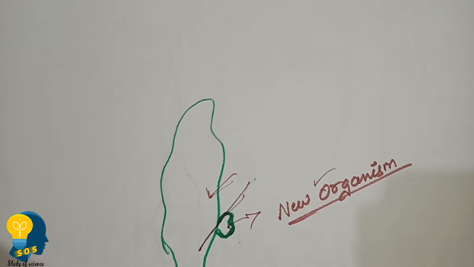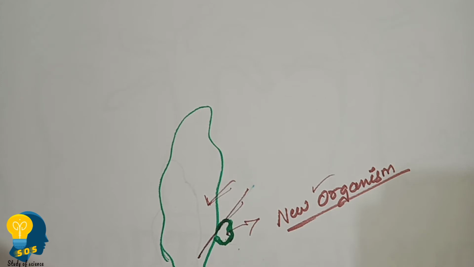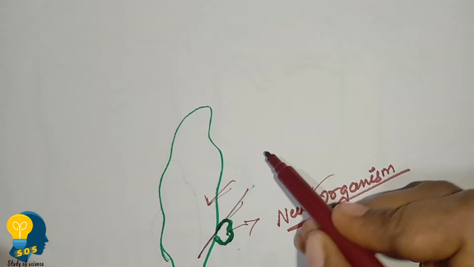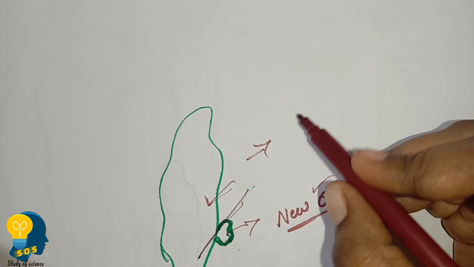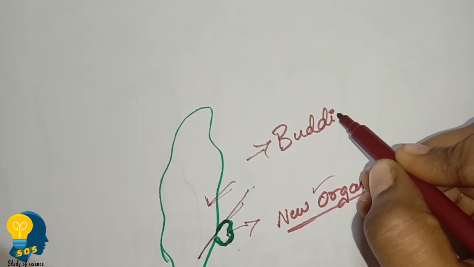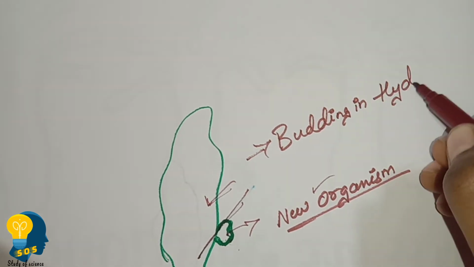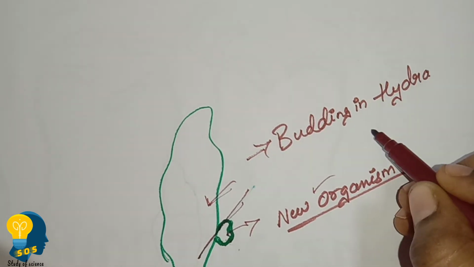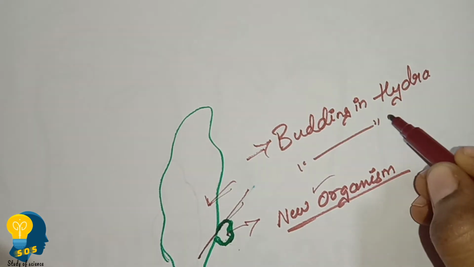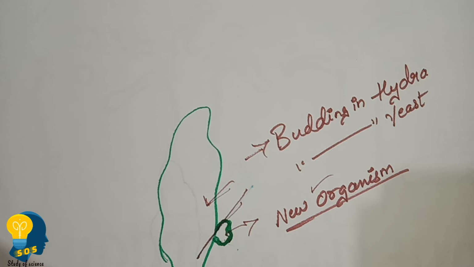Fine. So now let us understand this process by taking the example. So class 10th ಅಲ್ಲಿ ನೀವು ಮೇನ್ ಆಗಿ ಎರಡು ಎಕ್ಸಾಂಪಲ್ ನ ತಿಳ್ಕೊಳ್ಬೇಕು. When I talk about the budding, we always give more importance for budding in Hydra, and also we will understand about the budding in yeast. Budding ಹೇಗೆ ಆಗುತ್ತೆ? ಹೈಡ್ರಾದಲ್ಲಿ ಹೇಗೆ ಆಗುತ್ತೆ?